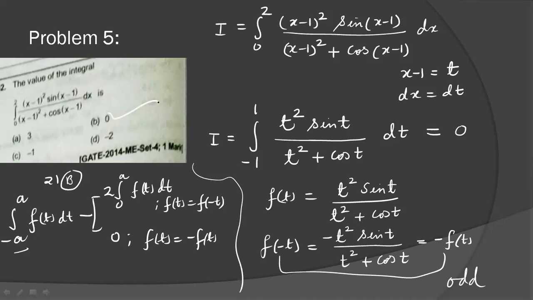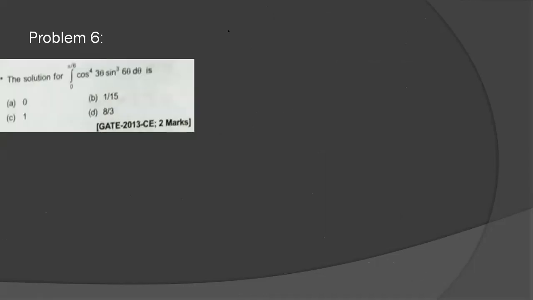Using the property, you can claim this integration is 0. The next problem is the integral from 0 to pi by 6 of cos to the power 4 of 3 theta times sine to the power 3 of 6 theta d theta. Very important question.